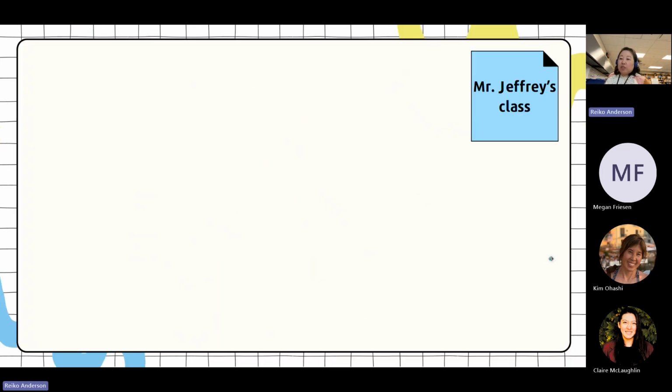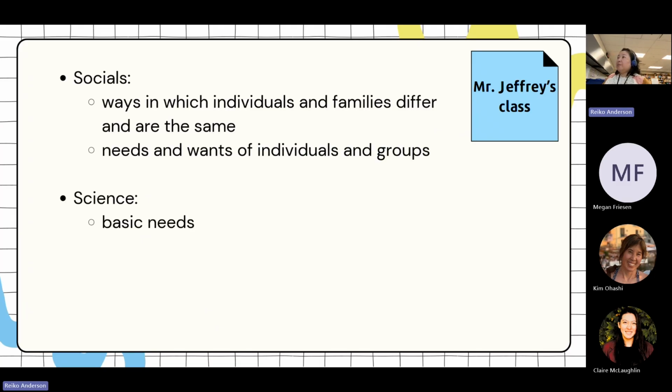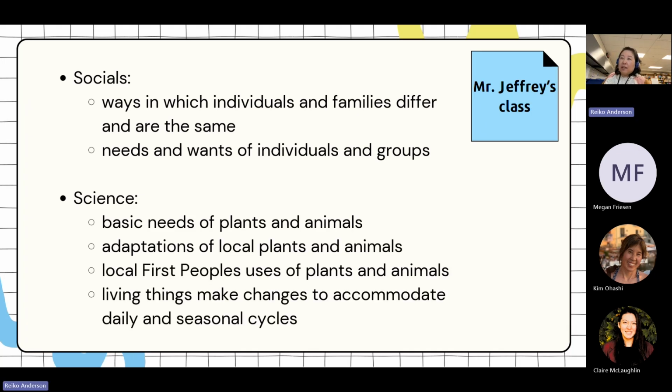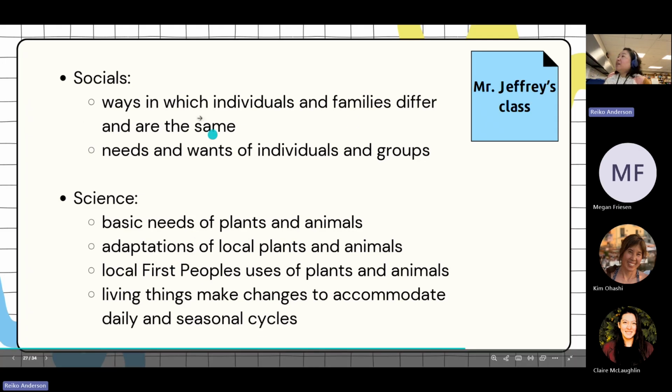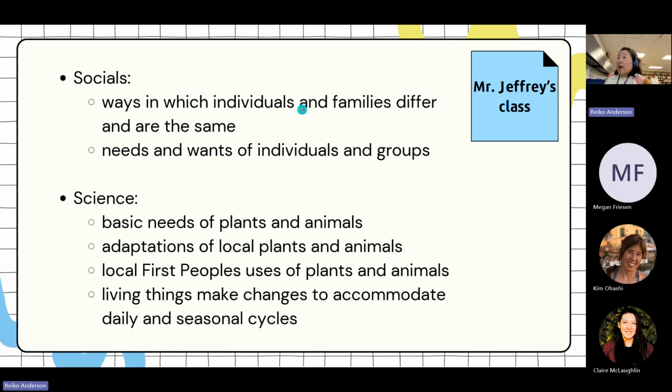Now, Mr. Jeffrey has sent us a couple themes that are going to be happening in his classroom. Thanks, Mr. Jeffrey. So you sent us this. And when I looked at this, I was like, oh, needs and wants of individuals and groups. I say just use what we just talked about for that. But I want to talk about one social thing and one science thing, okay? So we're going to talk about ways in which individuals and families differ and are the same. And we're also going to talk about basic needs of plants and animals.